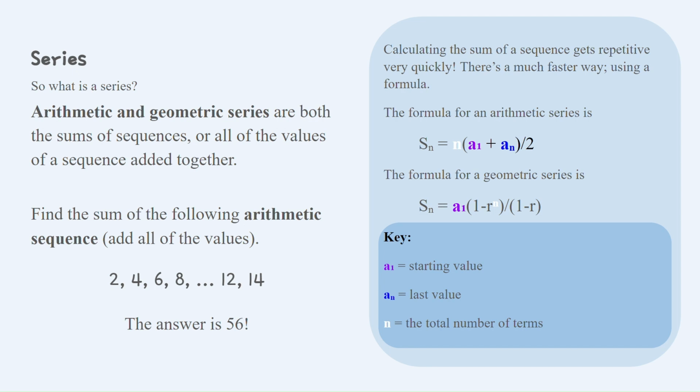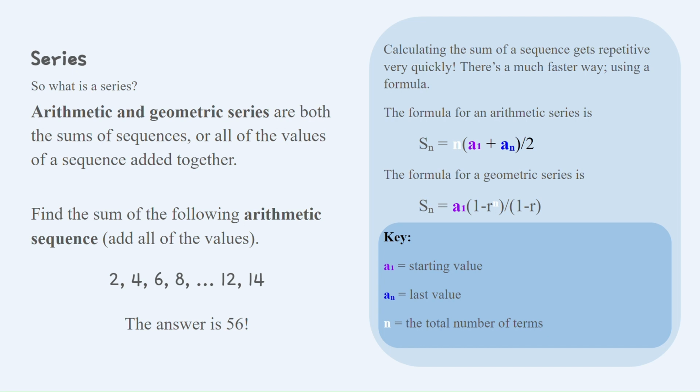However, there is a much faster way using a formula. The formula for an arithmetic series is Sn = n(a1 + an) / 2. The formula for a geometric series is Sn = a1(1 - r^n) / (1 - r). The key is: a1 equals the starting value, an equals your last value, and n is the total number of terms that you're dealing with.